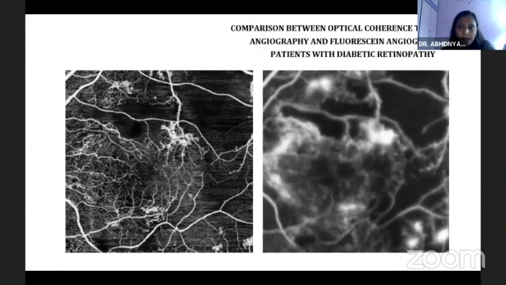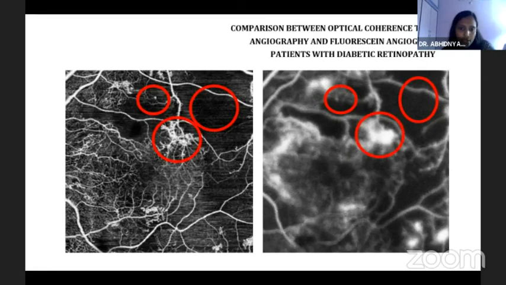So when we compared both OCTA and fluorescein angiography in cases with diabetic retinopathy, we saw that most of the features were very much prominent, including the microaneurysms, the capillary nonperfusion areas, and the neovascularization. Thus OCT and OCTA together have helped us to identify various points in different disorders and have helped us to understand the pathophysiology and understand the disease process. Thank you.